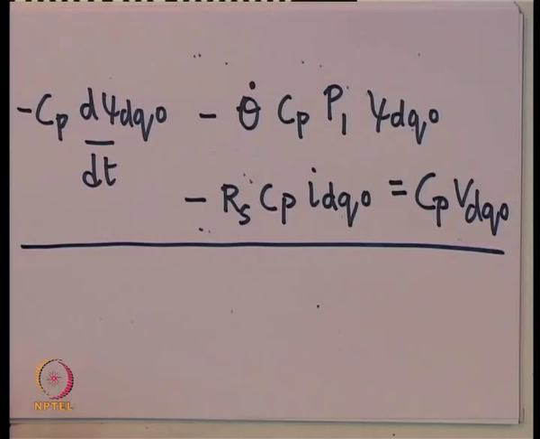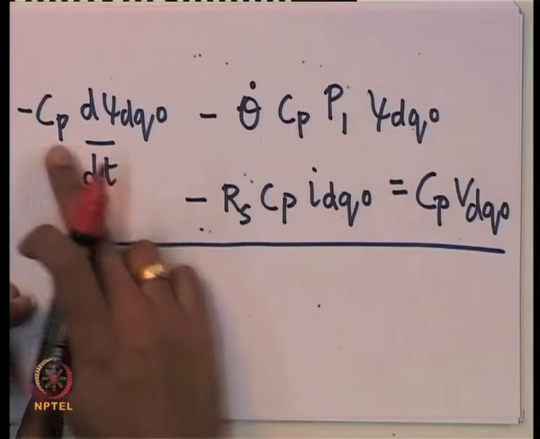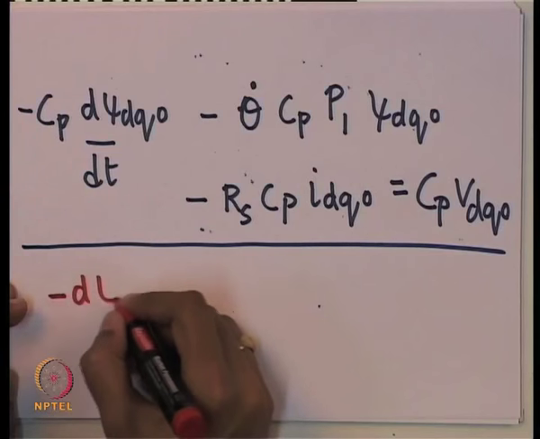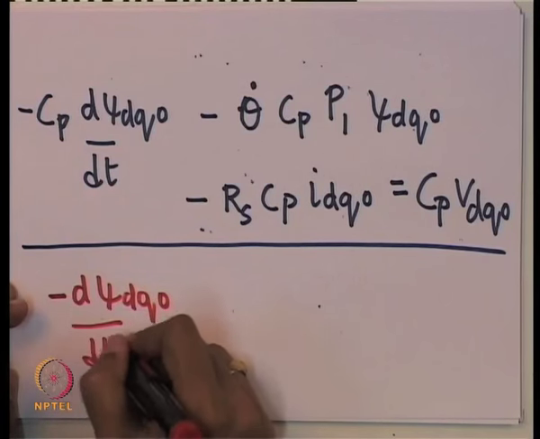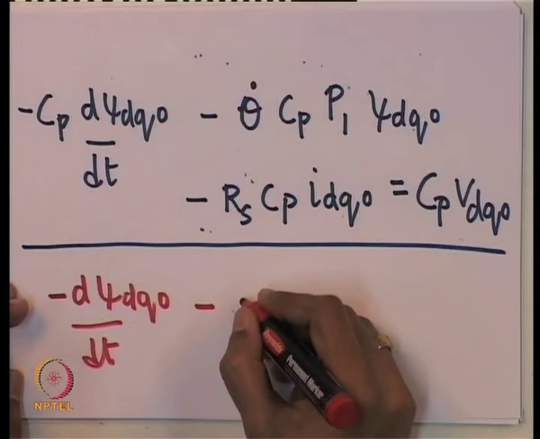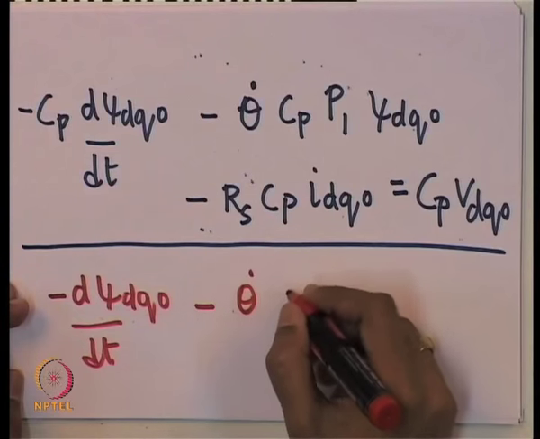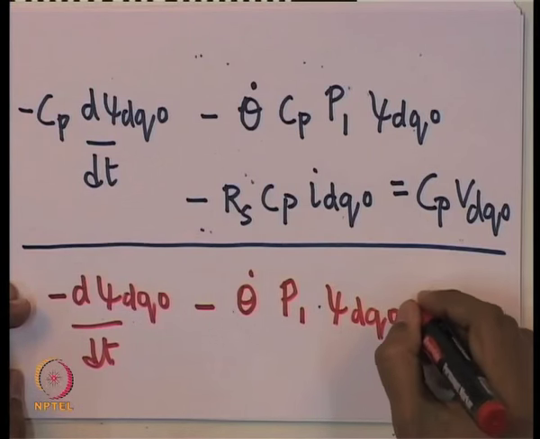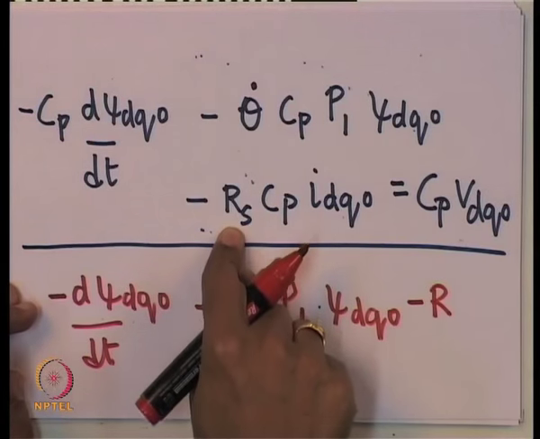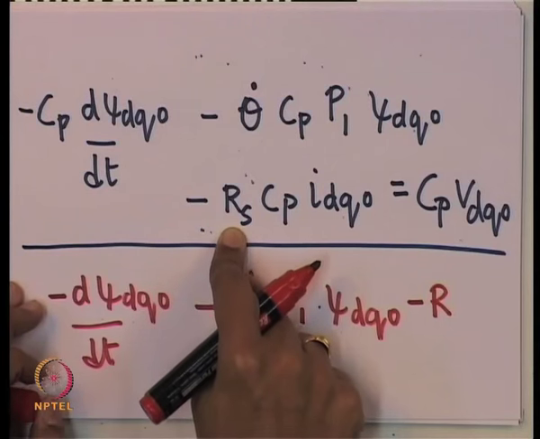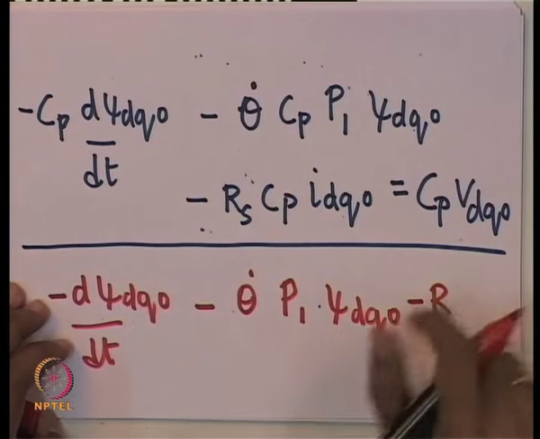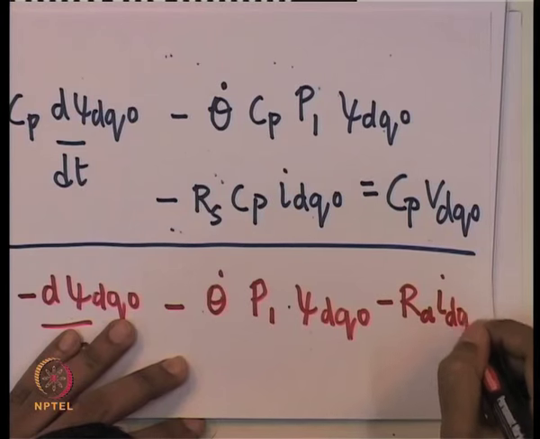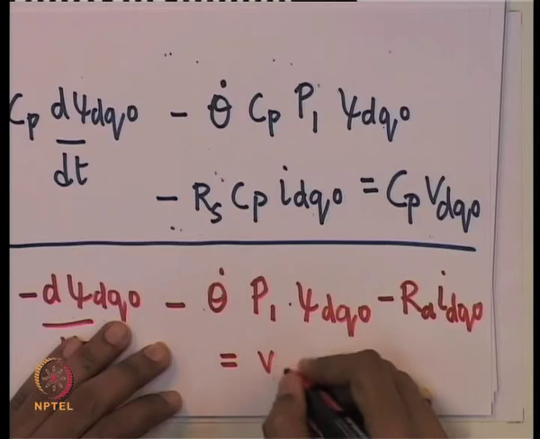So, your flux equation becomes, in fact, I will just pre-multiply both sides by C p inverse, you will get minus d psi d q 0 by d t minus theta dot into p 1 into psi d q 0 minus R s, of course, remember is a diagonal matrix containing R a, R b and R c. Of course, if all the coils are identical, I can just say R a into I d q 0 is equal to V d q 0.